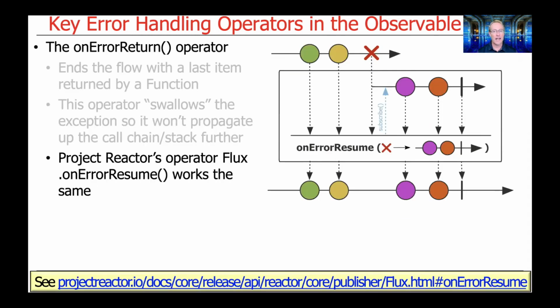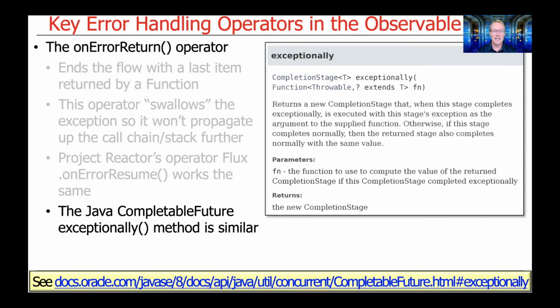Project Reactor has a Flux class with an onErrorResume operator that works essentially the same as RxJava's Observable onErrorReturn. Again, I'm not really sure why they chose slightly different names to do more or less the same thing, but that's one of the fun quirks you have when you try to go back and forth between Project Reactor and its Flux class and RxJava and its Observable class.